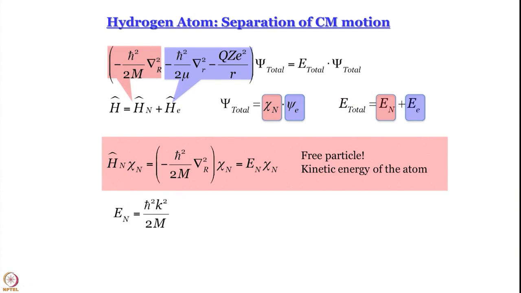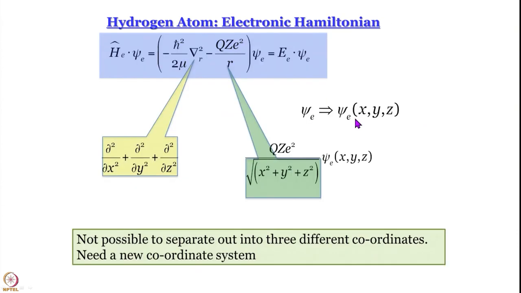And what we are concerned about for the rest of the course is this one, minus h cross square by 2 mu. Mu, remember, is the reduced mass, which is always used to reduce a two-body problem into a one-body problem. So minus h cross square by 2 mu del small r square, kinetic energy of electron for movement with respect to nucleus, minus qz square by r, potential energy, is equal to E, energy of the electron, multiplied by psi e. That is the electronic part of the Schrodinger equation that we deal with.